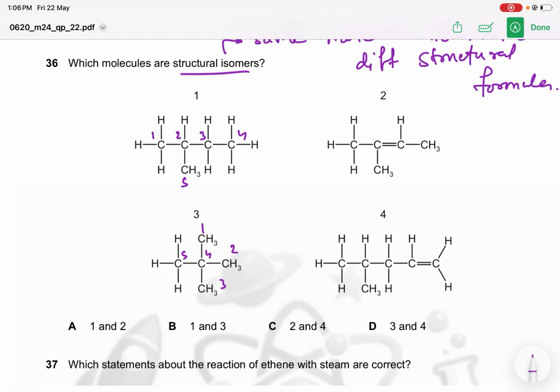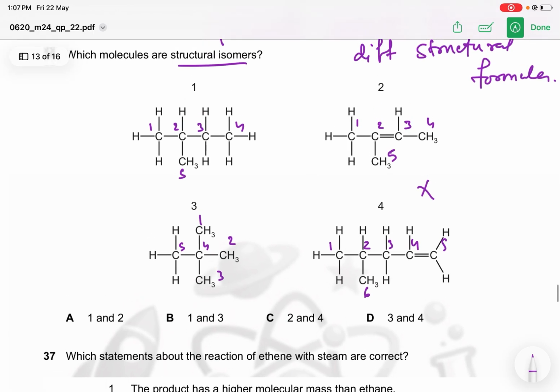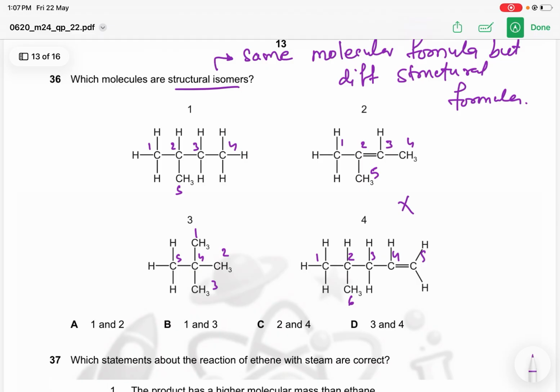Okay. For second and fourth also, let us try. We have here 1, 2, 3, 4 and 5 carbon atoms here. And in the fourth one we have 1, 2, 3, 4, 5 and 6 carbon atoms. So 2 and 4 are having different numbers of carbon atoms. Okay. So it is 1 and 3 which have the same number of carbon and hydrogen atoms. So it is 1 and 3 which is B.